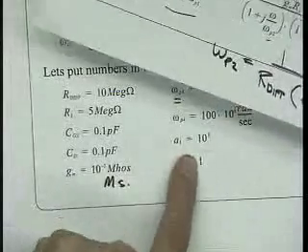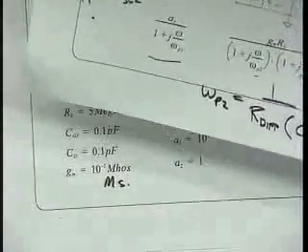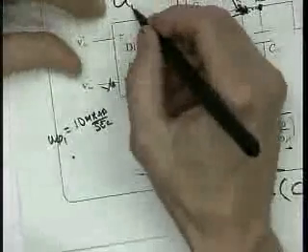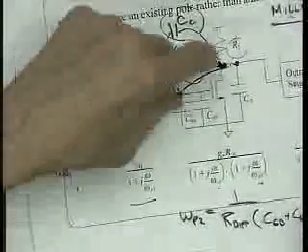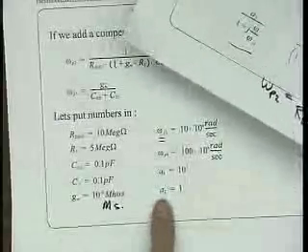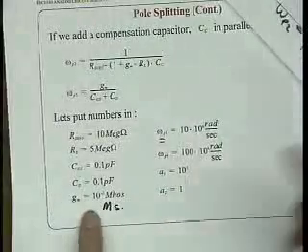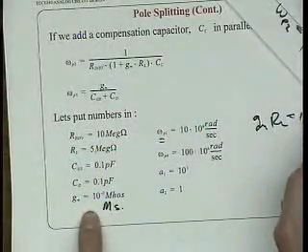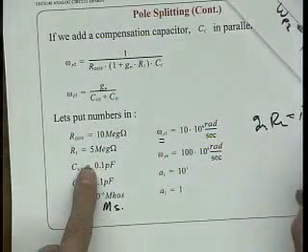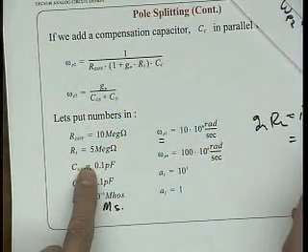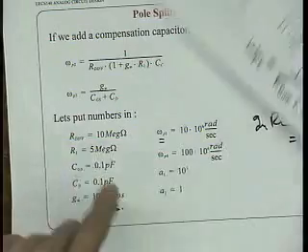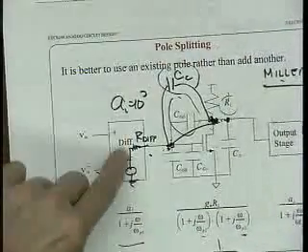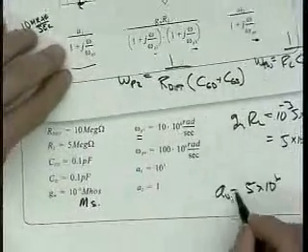Let's say the gain of A1, this stage here, is 1,000. And the gain of the second stage was GMRL, right? And what's that going to be? GMRL will be 10 to the minus 3 times 5 times 10 to the 6th. So that's equal to 5 times 10 cubed. This stage has a gain of 5,000. This has a gain of 1,000. So we've got a gain of 5 million for the overall A0, okay? A lot of gain.